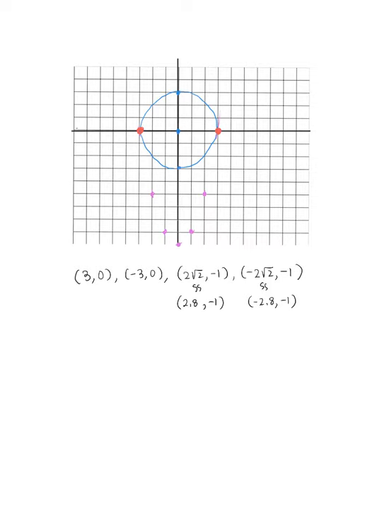Now, they should also touch at 2 root 2 comma negative 1. If you type 2 root 2 in the calculator, it should be approximately 2.8. So 2.8 will be maybe here, and then negative 1. And then the next one will be negative 2.8, which is kind of close to negative 3, comma negative 1. So let's pretend this is negative 2.8, comma negative 1.